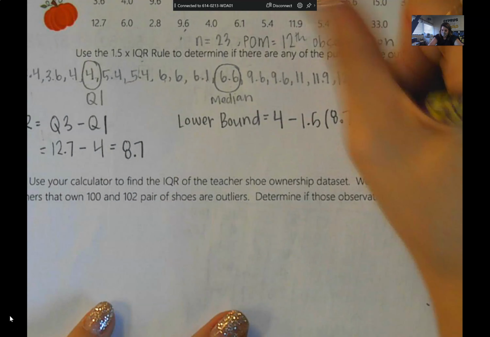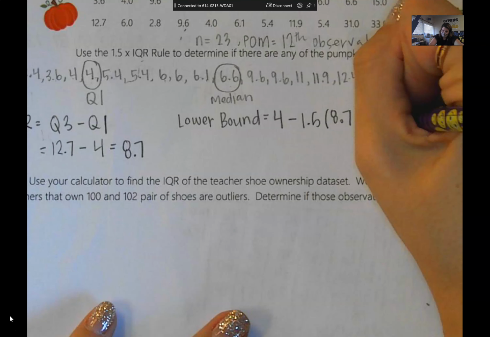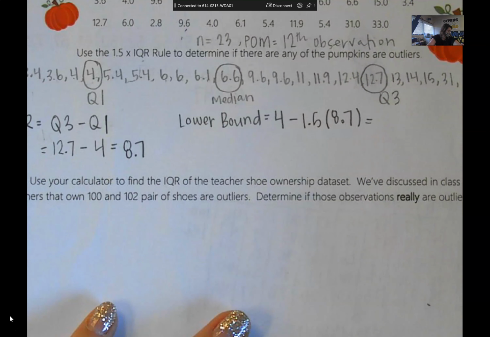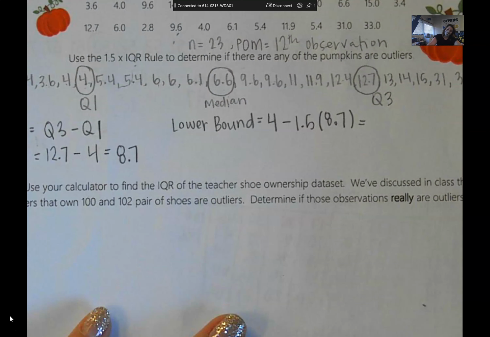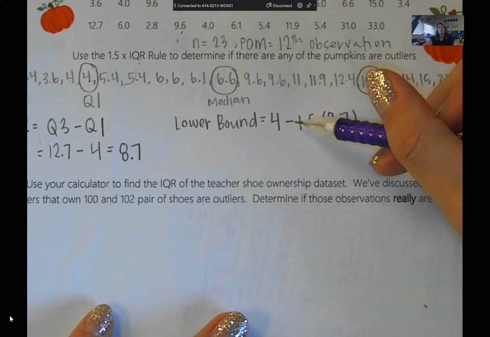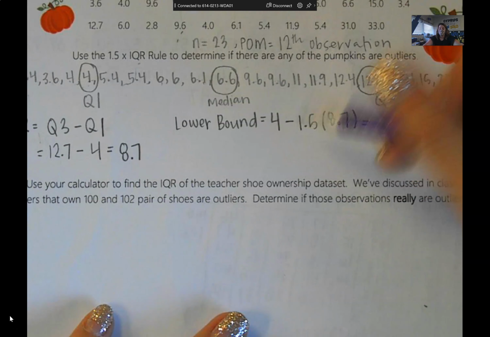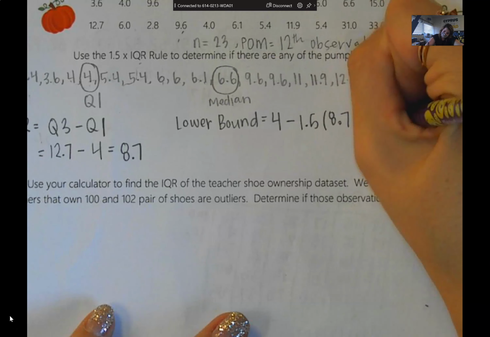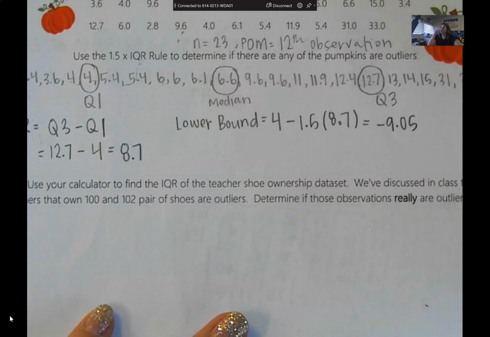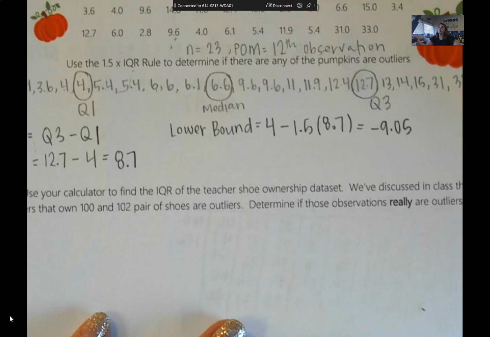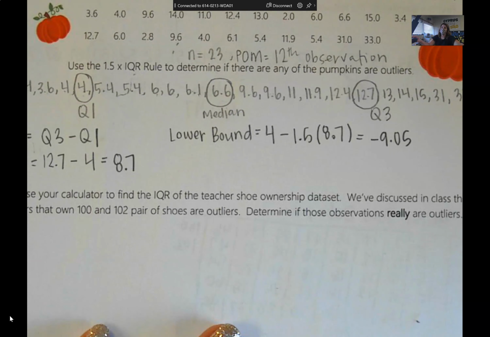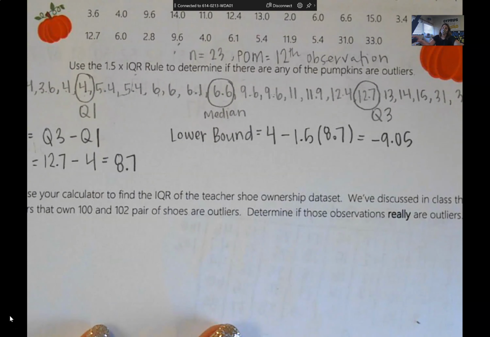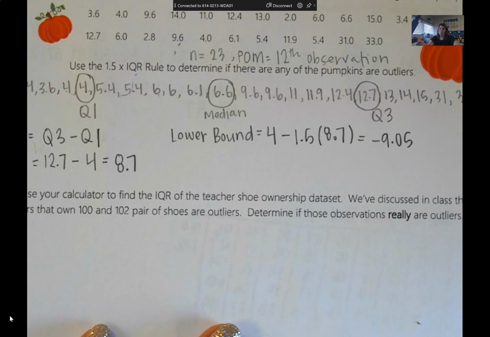What'd you guys get? That seems too big. Did you minus? What'd you get, Haley? Yeah, girl, that's what it is. Okay, so this means that a pumpkin is an outlier on the lower end if he weighs less than -9 pounds. Is that even possible?